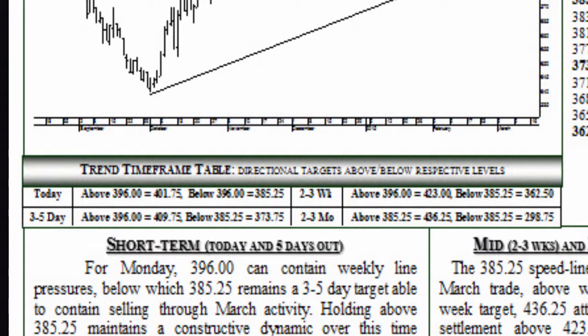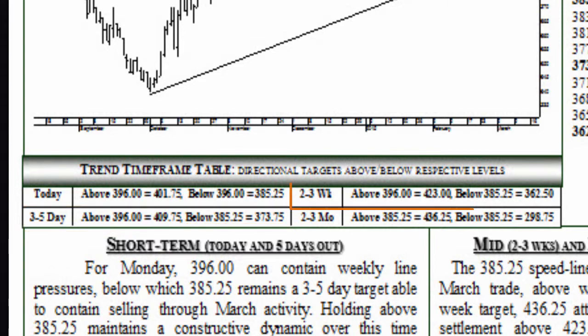For instance, under today, you can see that pushing or opening above 396 even allows 401 3/4, while breaking or opening below 396 even allows 385 1/4. Within the 3 to 5 day time horizon, a settlement above 396 even should yield 409 3/4, while a downside violation of 385 1/4 indicates 373 3/4 within 3 to 5 days.